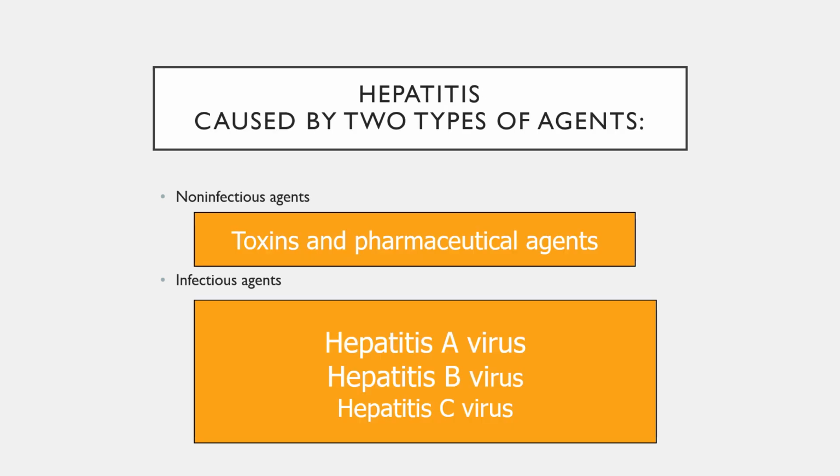So this brings us to hepatitis, and hepatitis is caused by two types of things. There's non-infectious hepatitis, which is caused by toxins and pharmaceutical agents such as alcohol, medications such as herbal medications, and regular medications like acetaminophen. And then there are infectious agents that cause hepatitis, and those are hepatitis A, hepatitis B, hepatitis C, and there's a few others as well. It's primarily a virus that attacks the liver and no other organs. There's very little effect on other organs.